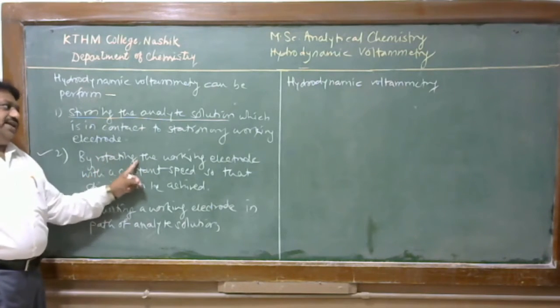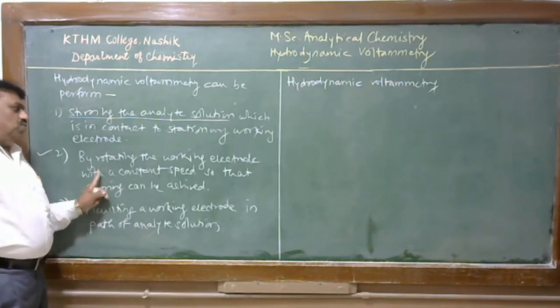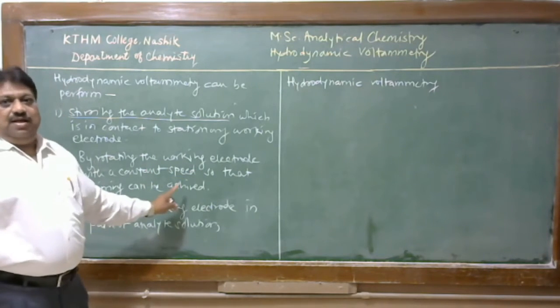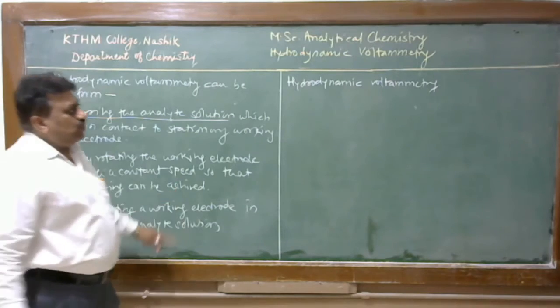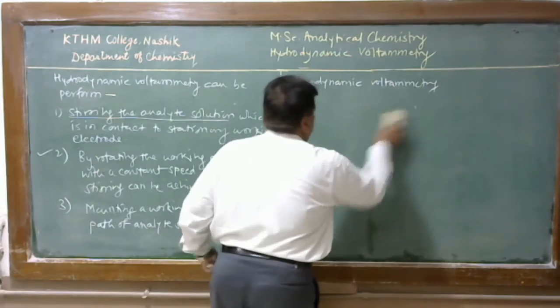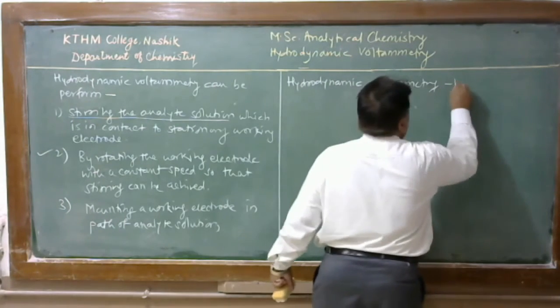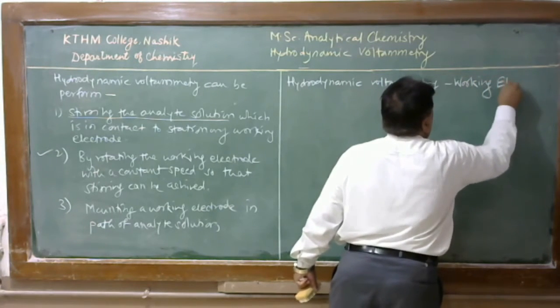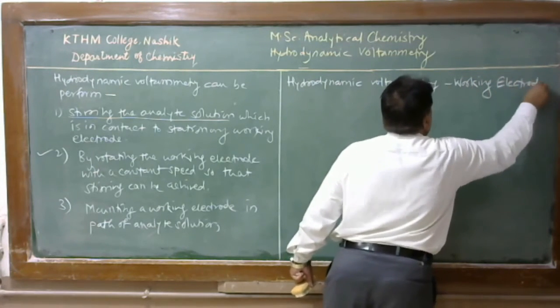That is, by rotating the working electrode with a constant speed in an analyte solution, and this is the convenient way to carry out hydrodynamic voltammetry. Therefore, in hydrodynamic voltammetry, the working electrode is a rotating electrode.